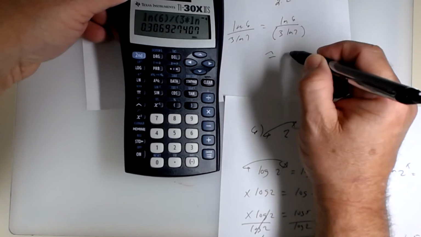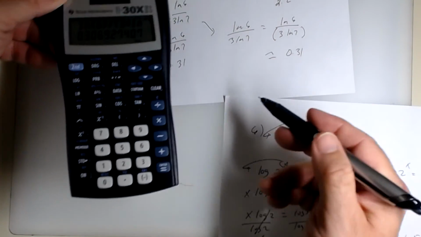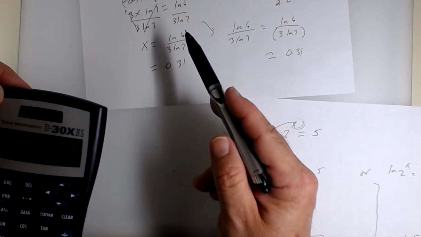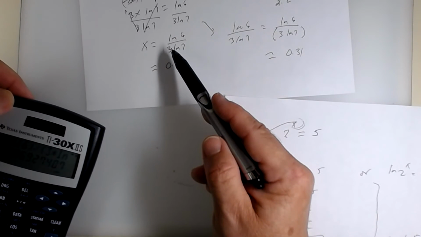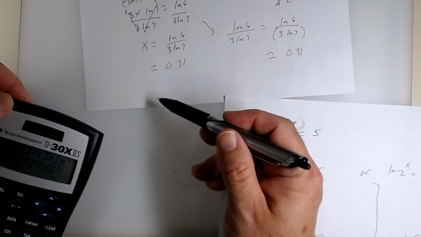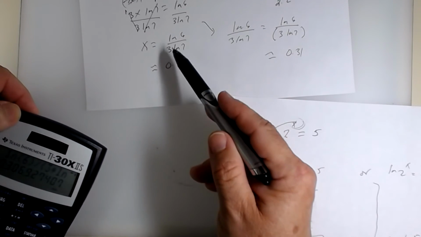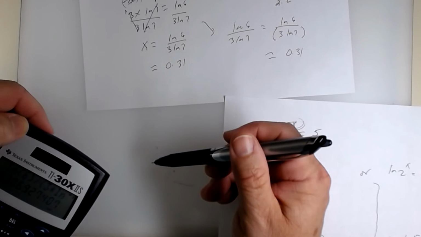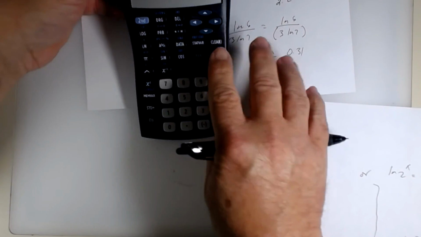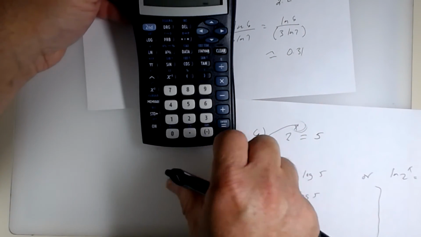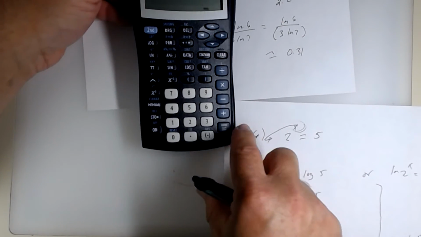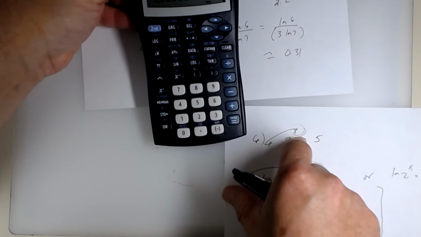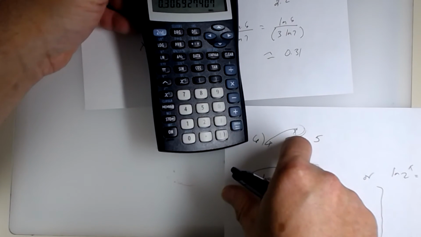It's up to you which one you want to use, but make sure you see it both ways. The first way: you say the natural log of 6, close the parentheses, divide by 3, equal. Then divide by the natural log of 7, close the parentheses, equal.